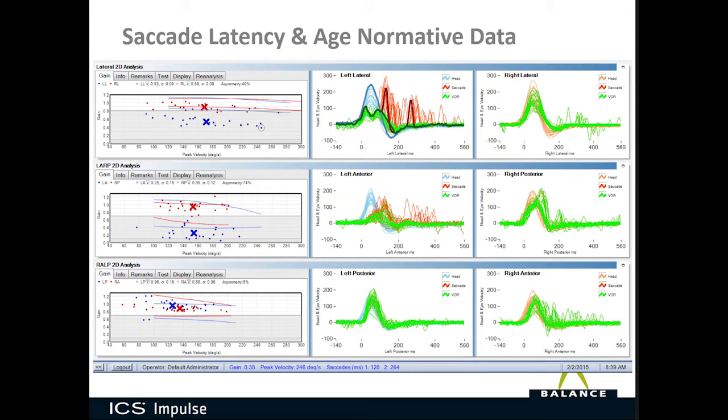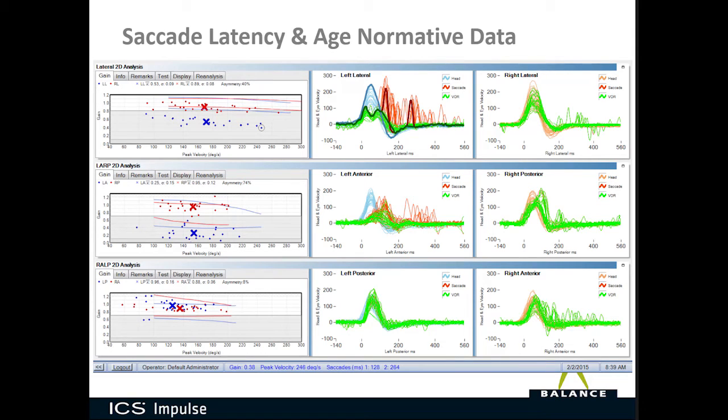So in this top example, you can see the red gains are in the red box. That's within normal limits for this person's age. The blue gains are not in the blue box, and that's abnormal. For LARP, red is in the red box, blue is outside of the blue box. So blue is abnormal, red is normal. And then for RALP, both the red and the blue are within the gain boxes. So this is actually a superior vestibular neuritis patient. So that's why they have a lateral and anterior disorder and not a posterior disorder.